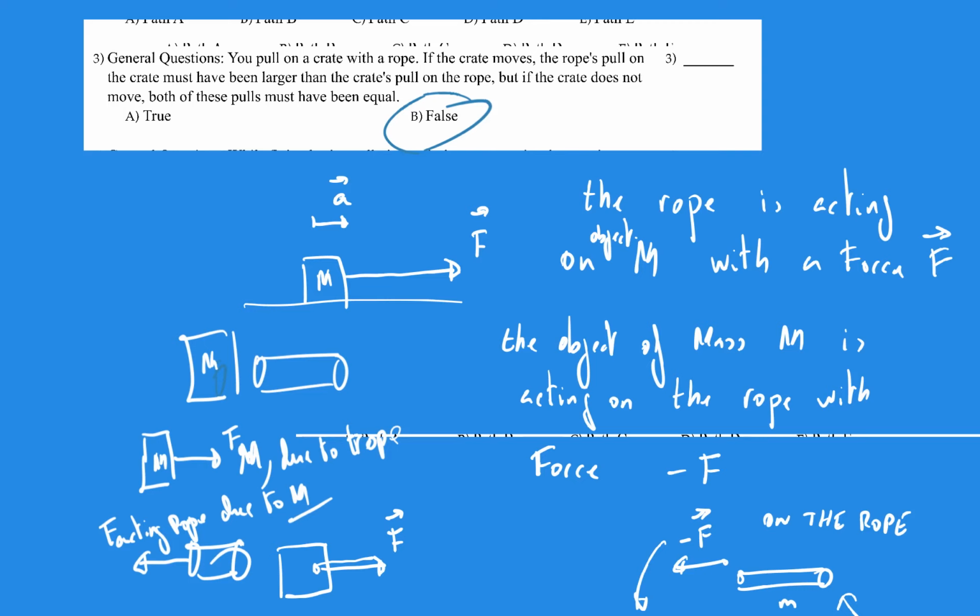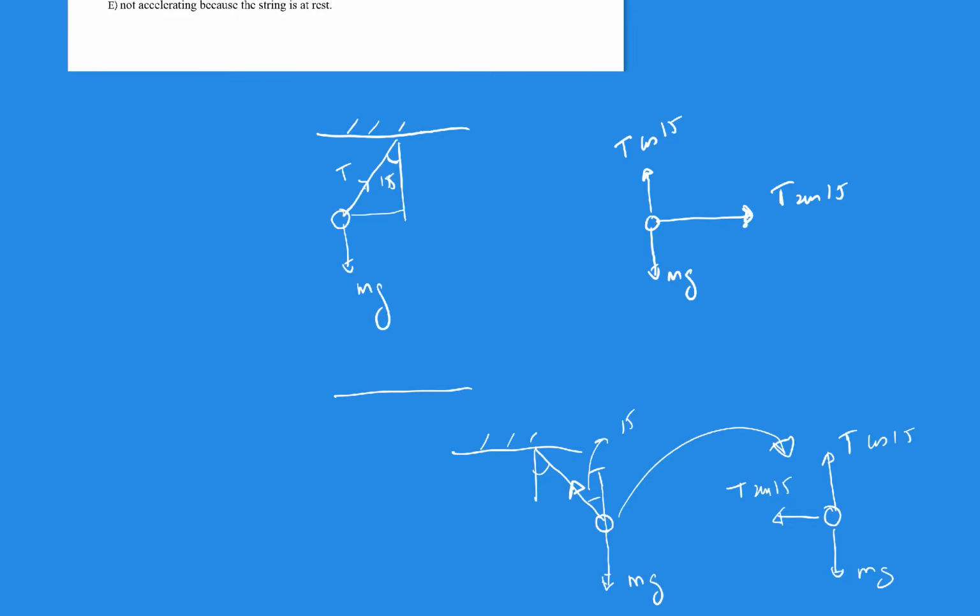If the crate doesn't move, both of them must have been equal. There is no condition. Yeah, this is false. Sometimes these questions are tricky. You have to read them carefully. Let's go to the next question.